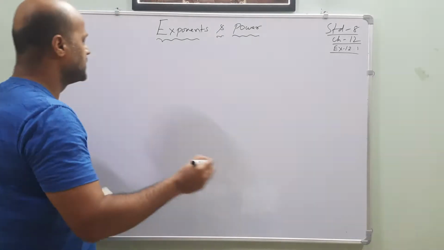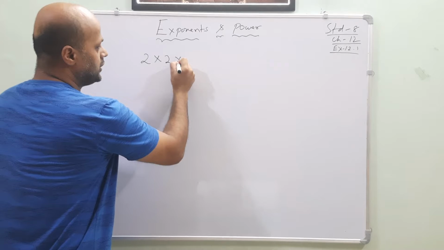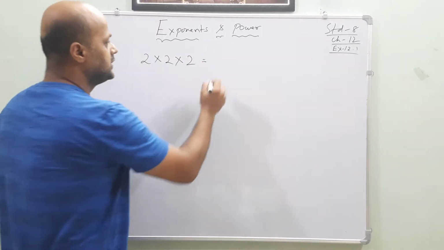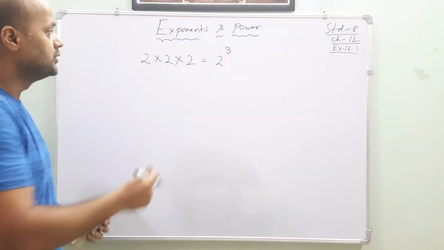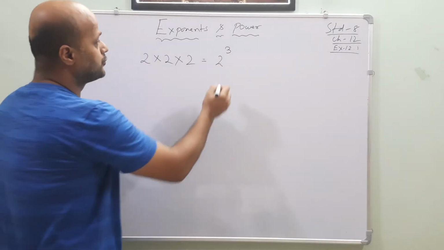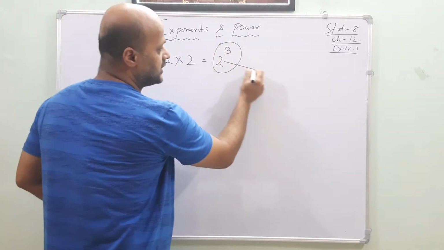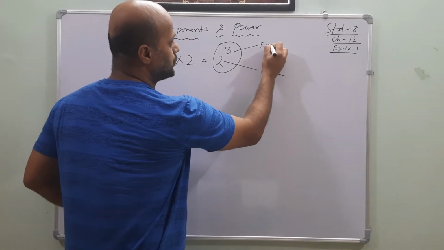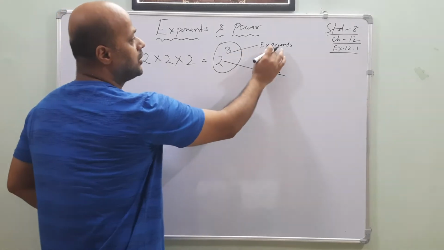Now you just tell me, my dear friends, you have already studied in the previous classes. If I multiply 2 three times, then I can write this in the form of 2 to the power of 3. Yes or no? Means 2 is multiplied three times and it will be converted into exponent form. It is 2 to the power of 3. Here 2 is the base, 3 is called the exponent.